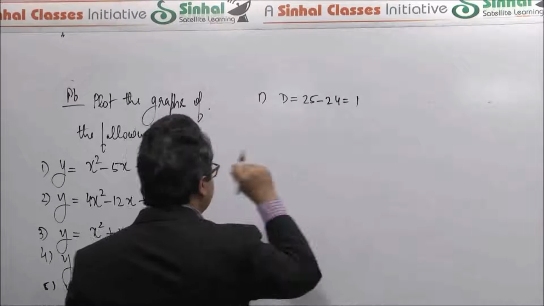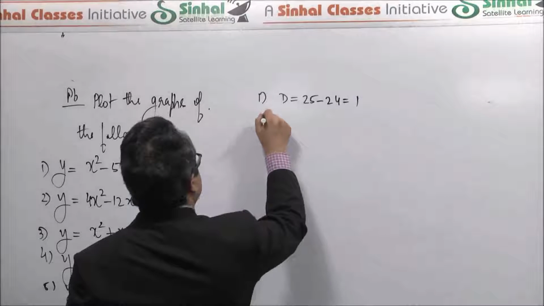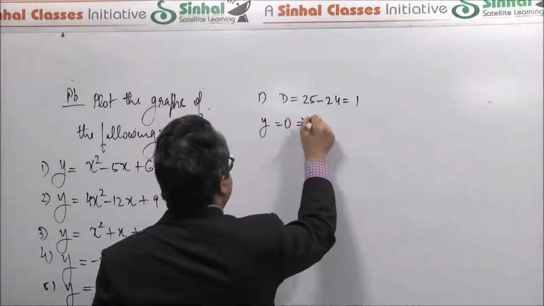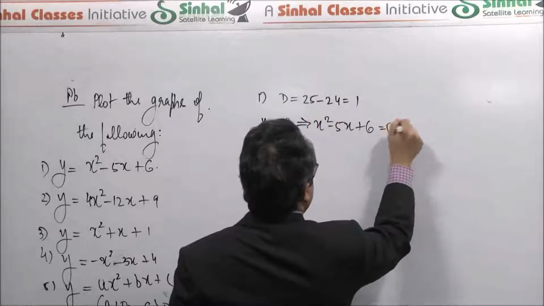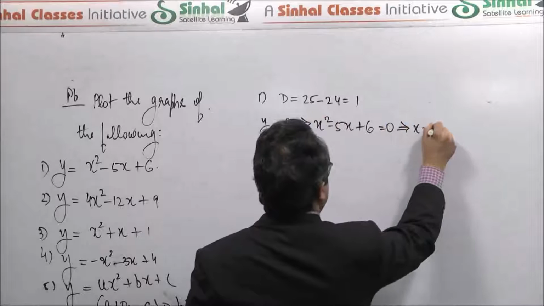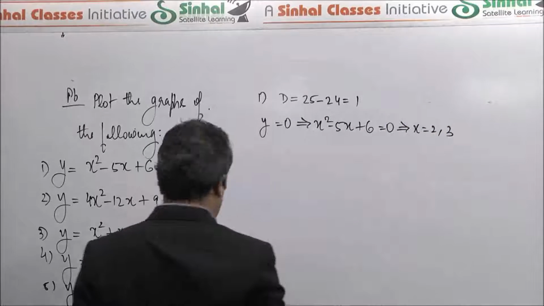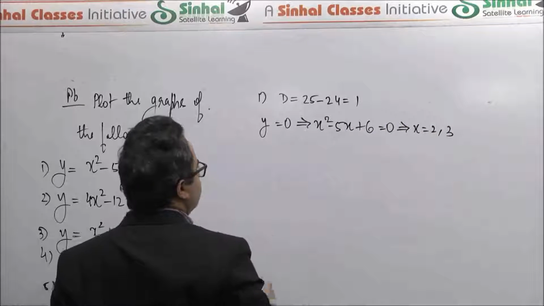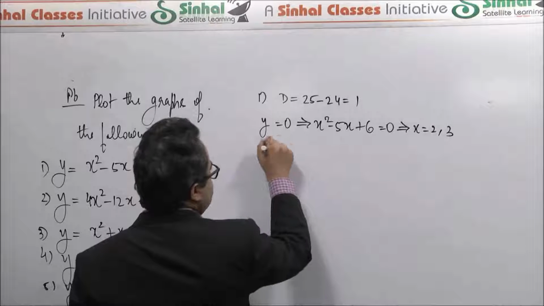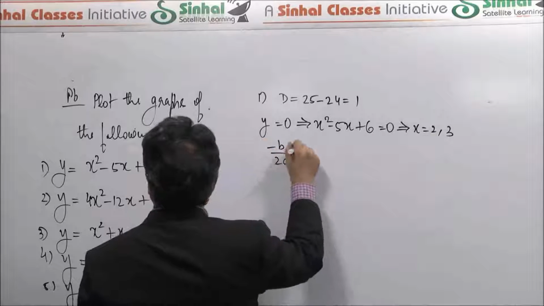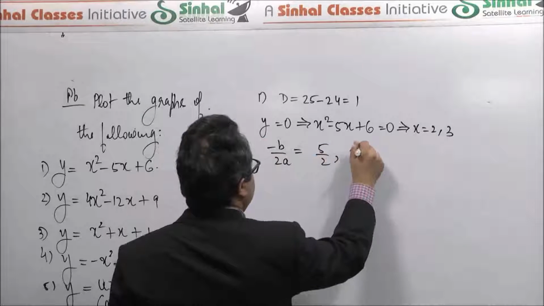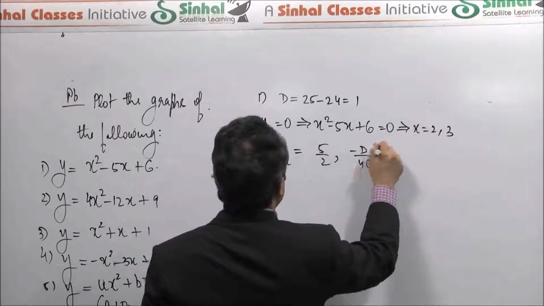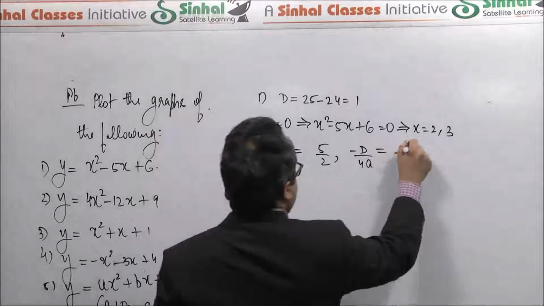We would also like to find the points of intersection. So y equal to 0. So that gives us x as 2, 3. Once we get x as 2, 3, we are also interested in the vertex. So minus b by 2a becomes 5 by 2. And minus d by 4a becomes minus 1 by 4.